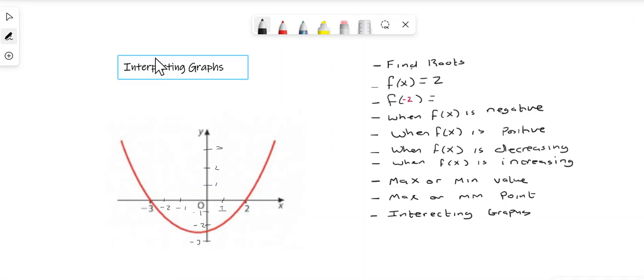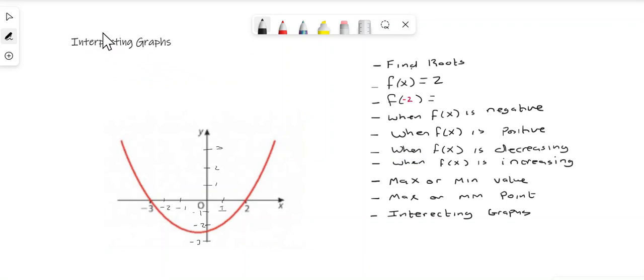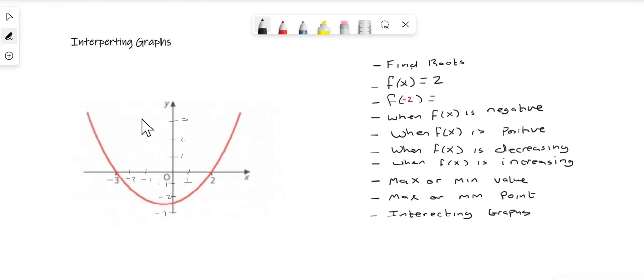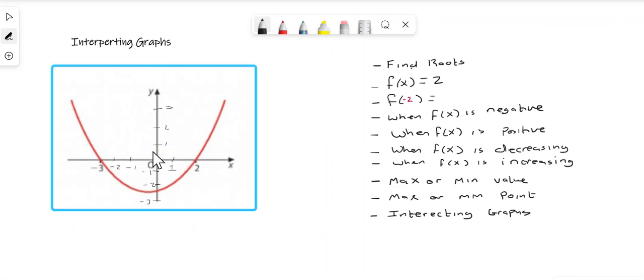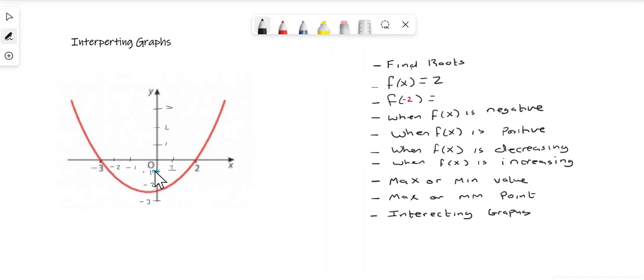Okay, so in this lesson we are going to look at how to interpret graphs. Here we have a graph and we can see that it's a quadratic function because of the shape of the graph. What you can be asked to do is work out a number of different values on this graph. So you need to be able to look at the graph, interpret it and find these values.